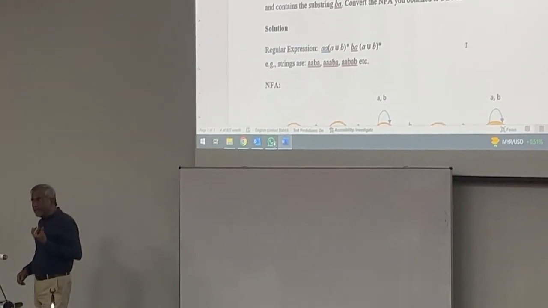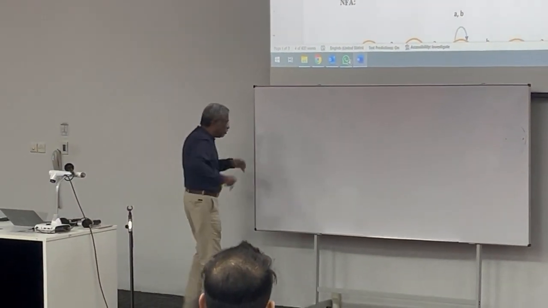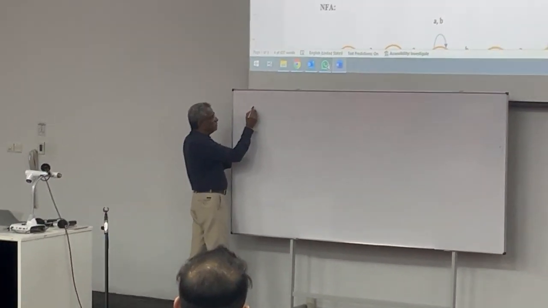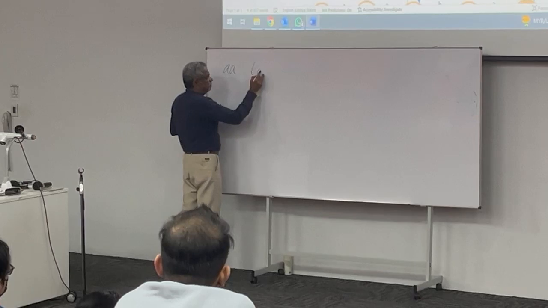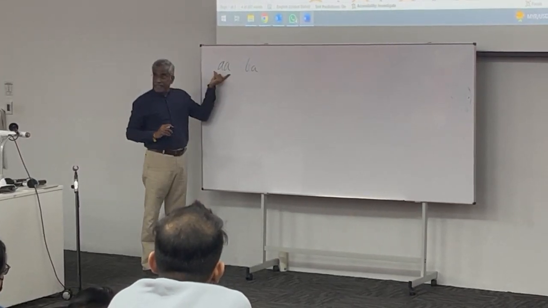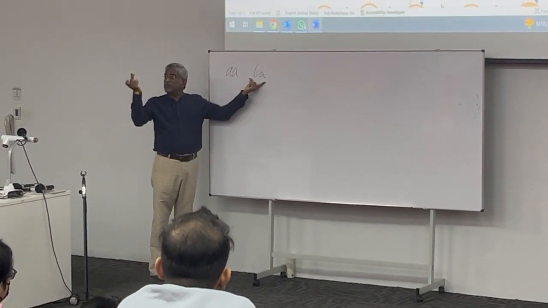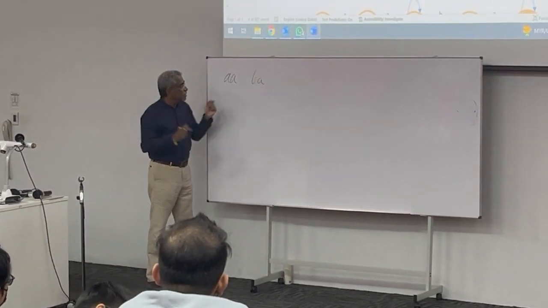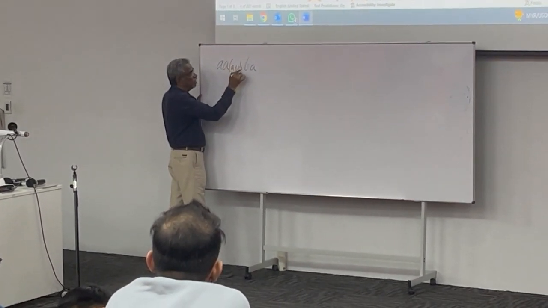So in this language, every string should start with AA. Every string should start with AA and it should have a substring BA. Substring means part of the string should be BA. So I write it here. Every string must start with AA, and must have as part of the string BA. So in between AA and BA, I can have any combination of A or B.